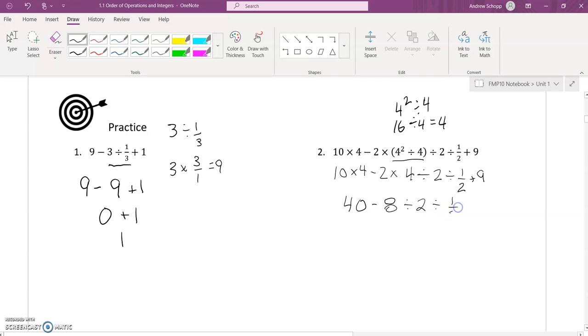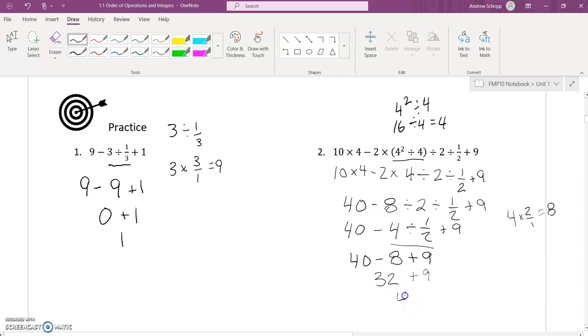So I'm going to just finish this out. On the left again, I have subtraction, and then I have division. So I'm going to do this division, 8 divided by 2, first. 8 divided by 2 is 4. And the next step, division again. So 40 minus, now 4 divided by 1/2, that's going to be the same as 4 times 2 over 1, which is 8. And I have a plus 9. 40 minus 8 is 32. Plus 9 leaves us with 41. That's question 1 and 2.